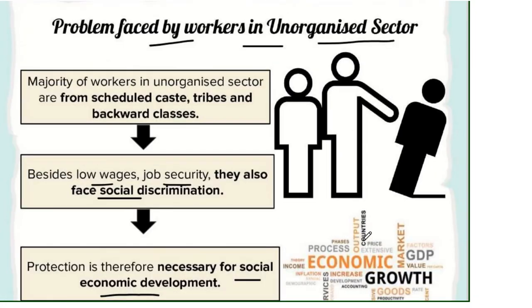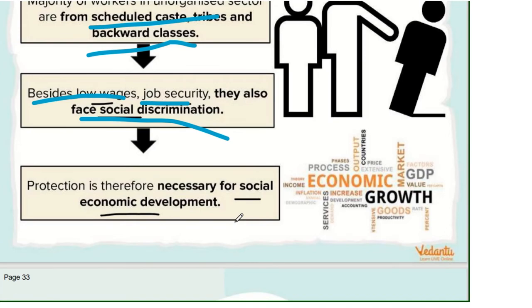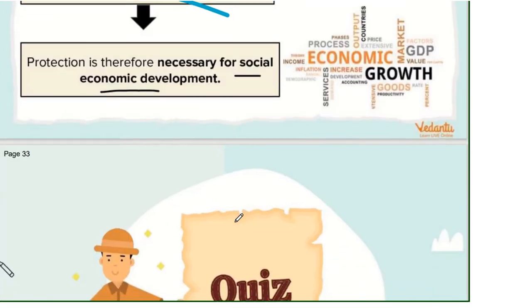Problems faced by workers in the unorganized sector. The majority of workers in the unorganized sector are from SC, ST and backward classes. That means they are poor and face poverty. Besides low wages and no job security, they also face social discrimination. Protection is therefore necessary for social and economic development.